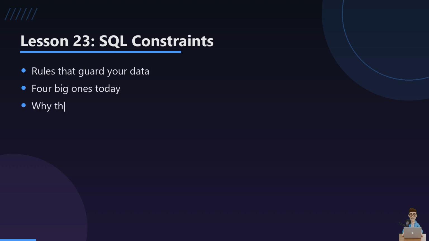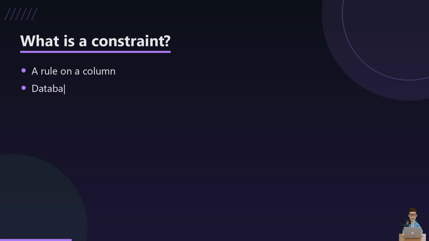Hey, it's Kai. Today we're talking about constraints in SQL, which are just rules you attach to your table columns. Think of them like bouncers at a club door. They check every row before it gets in and turn away anything that breaks the rules. We'll cover the four you actually use every day, and by the end you'll know exactly when to reach for each one. So first, plain words.